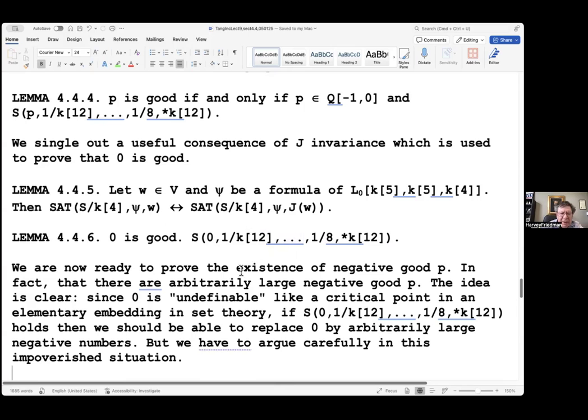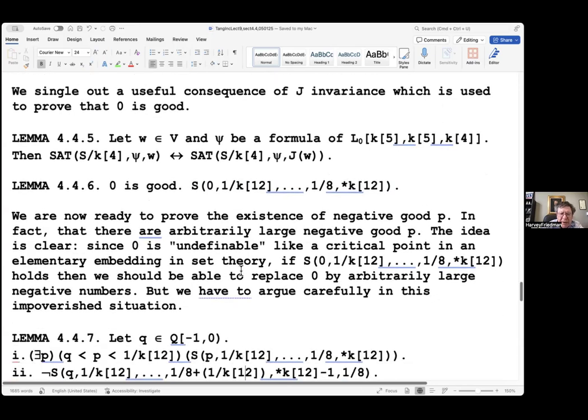All right, let me continue here. So now we want to prove the existence of negative good P. Oh, I see. I use this and go back to the original definition of good. I'll go back to one of the equivalences of good, and it's trivial. So this is not an issue.